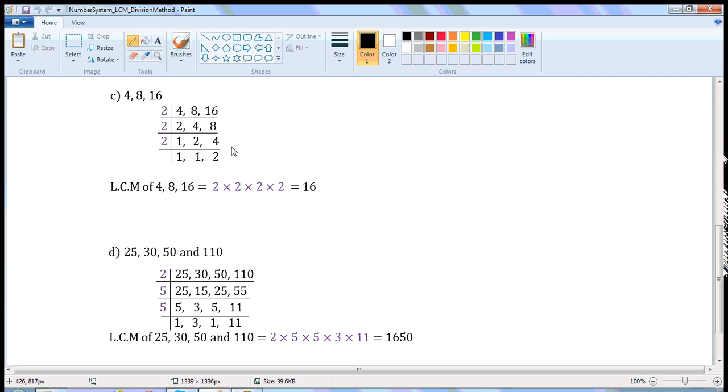2 and 4 have a common prime factor 2, which divides 2 and 4. So write 2 here. For 1, write 1 here. 2 when divided by 2, we get 1 as quotient. 4 when divided by 2, we get 2 as quotient. Now the numbers are 1, 1 and 2. They do not have a common prime factor. So stop the process here. LCM of 4, 8 and 16 is equal to 2 into 2 into 2 into 2, which is equal to 16.